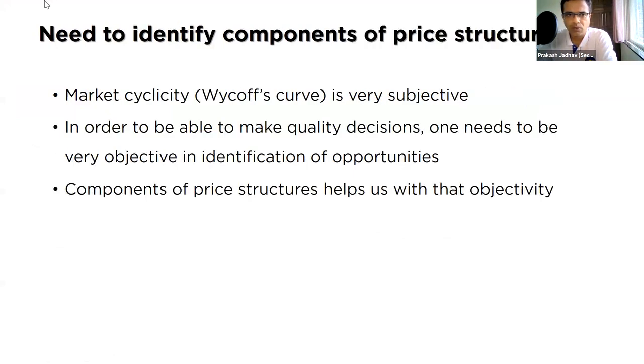So we need to understand that when we looked at the market cyclicity, that is the Wyckoff curve, it was very subjective. When you open a price chart, it's very difficult to identify the Wyckoff curve without any tools to identify it objectively. In order to make correlations, one needs to be extremely objective about these things, and components of price structure help us with that objectivity. The Wyckoff curve identification becomes very easy with these components. So that's the reason we are learning that.